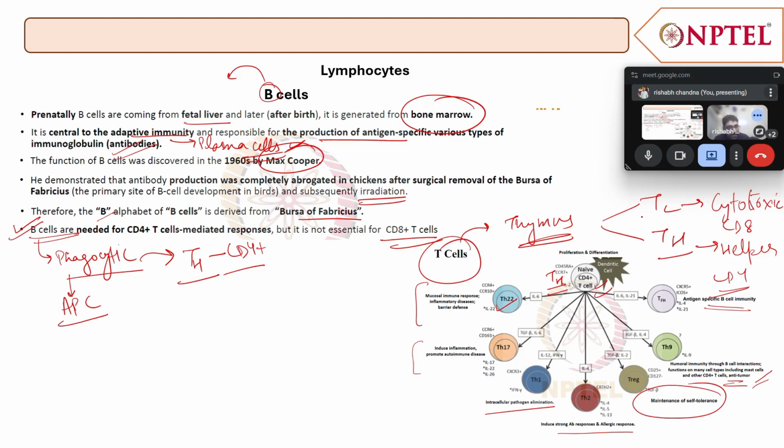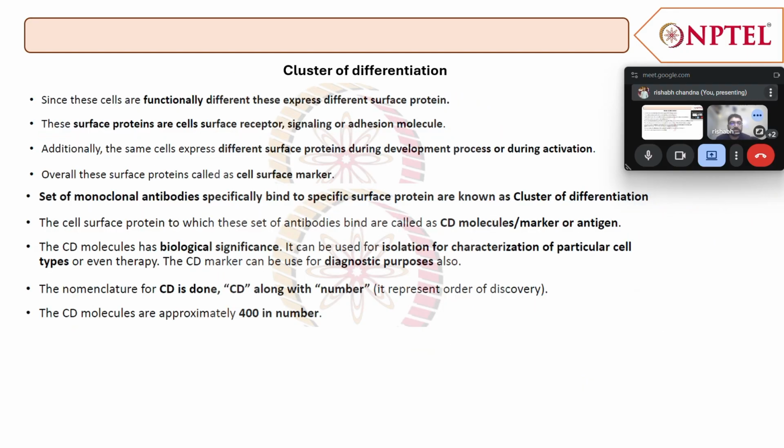Now what is this CD? CD stands for the cluster of differentiation. These are certain different surface proteins that are produced by different cells. These surface proteins are cell surface receptors, signaling, or adhesion molecules. There are different CD molecules present. The same cell expresses different surface proteins during development process or during activation.